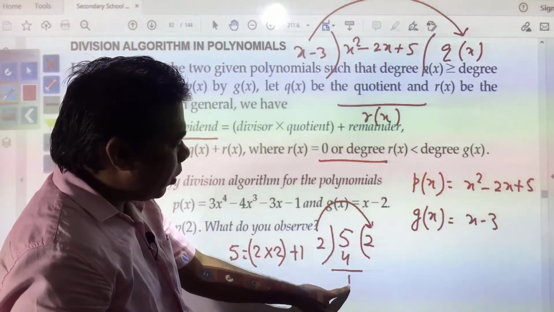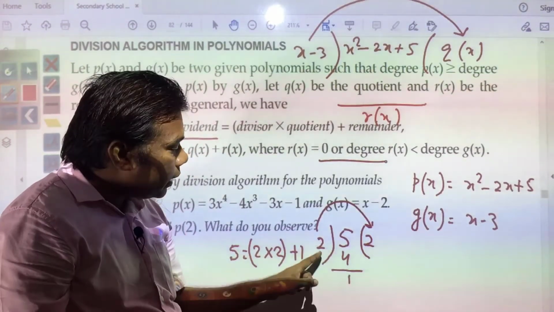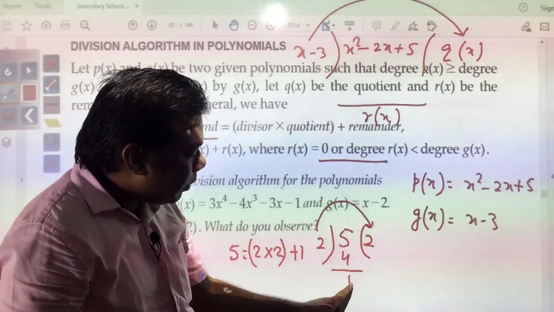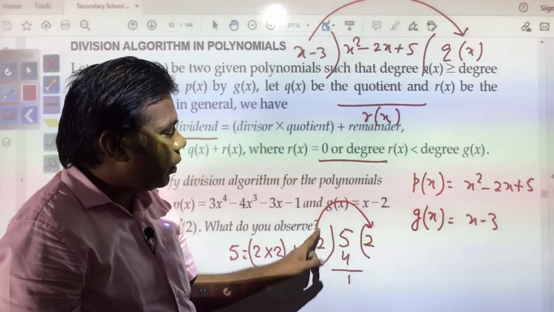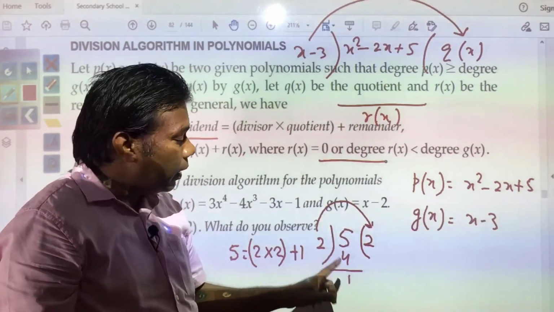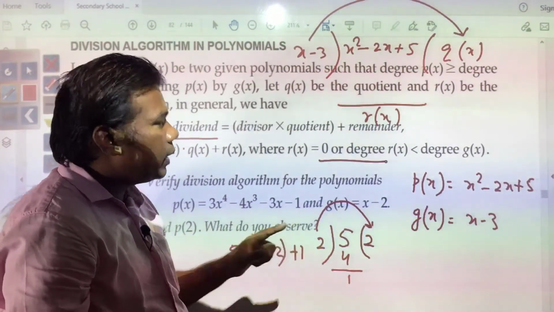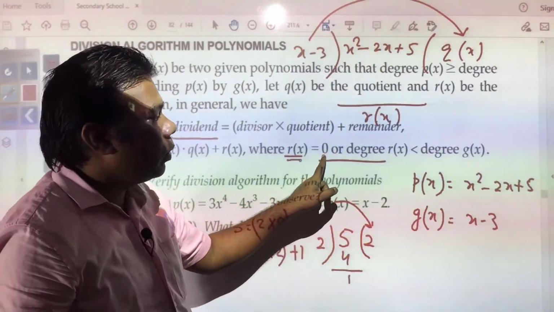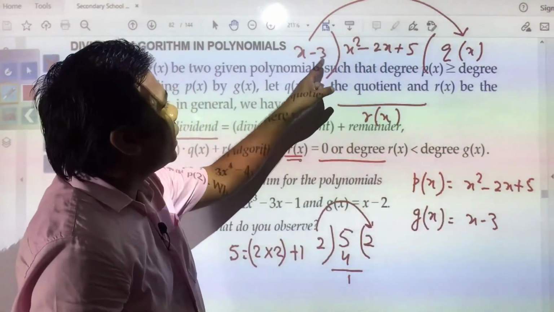Here you see, the remainder you have got is 1, that is lesser than 2. Either you will get 0 or lesser than the divisor, you cannot get equal to the divisor or more than the divisor. If your divisor is 2 and your remainder is coming 2, it means somewhere you have made a mistake. Definitely any number you will get will be either 0 or lesser than 2. So, here what has been written: the remainder R(x) you will get is either 0 or the degree of R(x) will be lesser than the degree of G(x). G(x) means divisor.